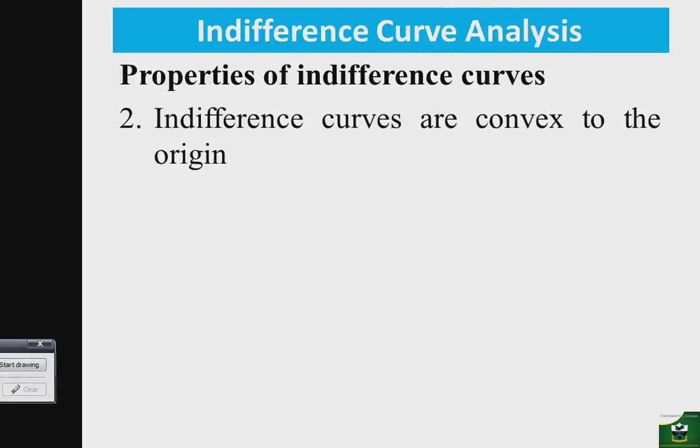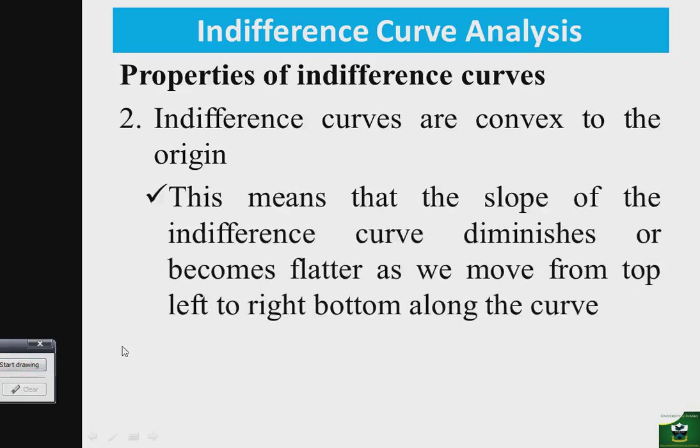The second property is that indifference curves are convex to the origin. Now, if we draw such an indifference curve, which is convex to the origin, it will look like that. So this indifference curve, we can label it I1, meaning indifference curve 1. This number here has no meaning, it's just used to distinguish among different indifference curves. So if indifference curves are convex to the origin, then what we're saying is that the slope of the indifference curve diminishes or becomes flatter as we move from top left to right bottom along the curve.